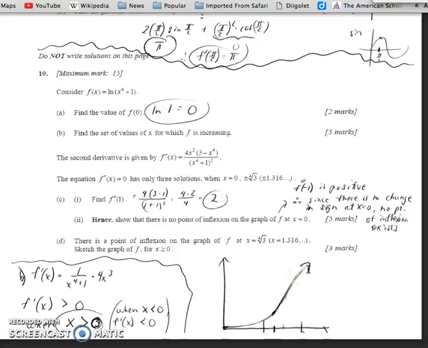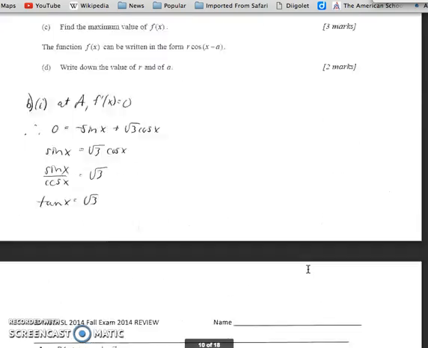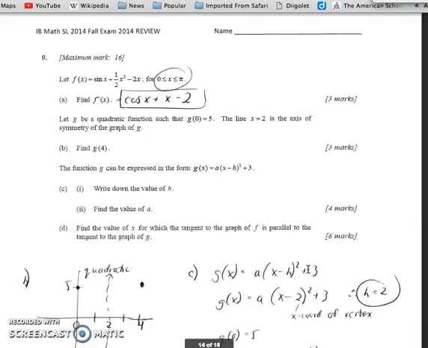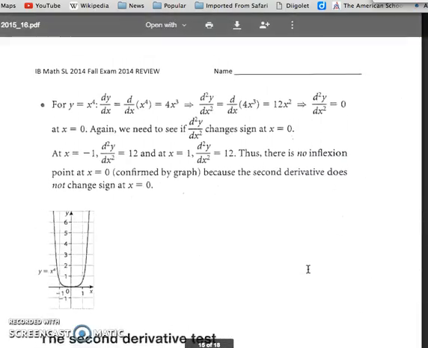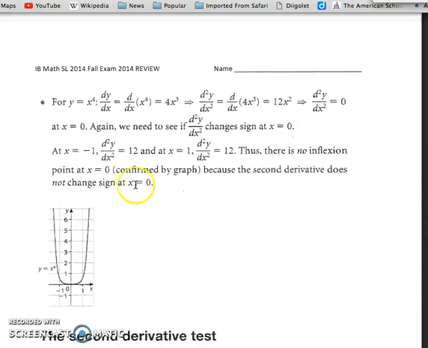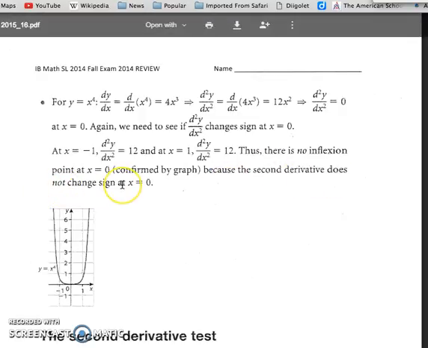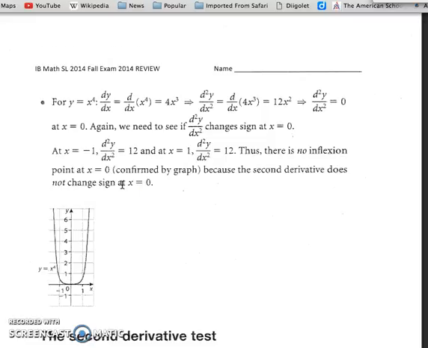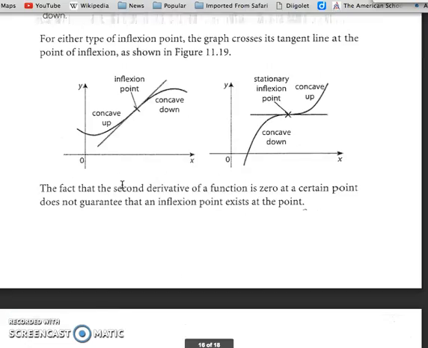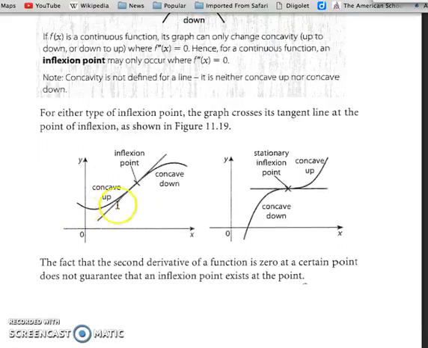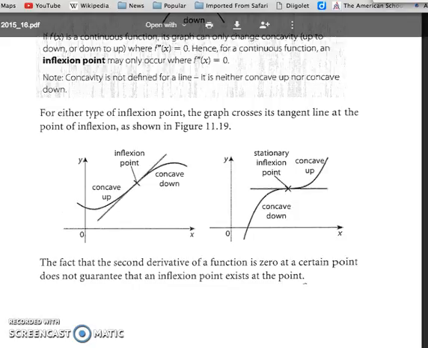I hope that helps. And again, I would just go back to here. No inflection point because the second derivative does not change sign. If there is a change of sign, then yes, there's a point of inflection. If there is a change in sign, then there's a point of inflection. No change in sign, then no inflection point. One more time to look at that graph.